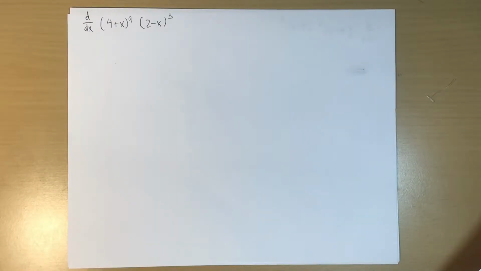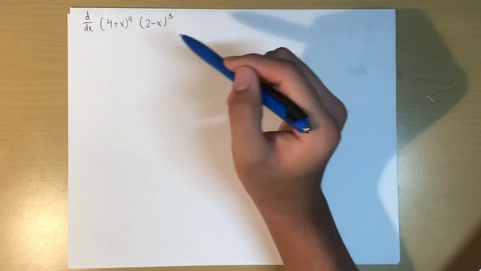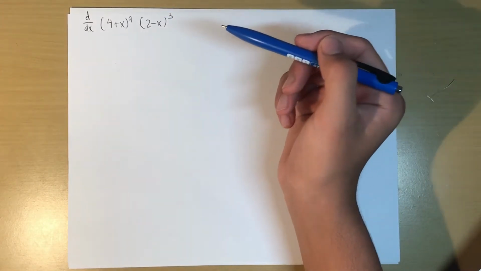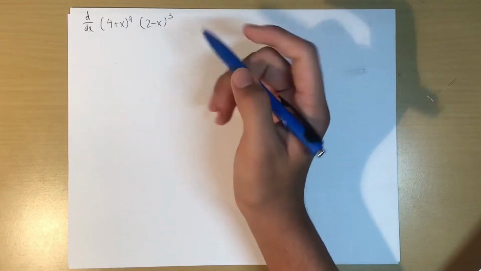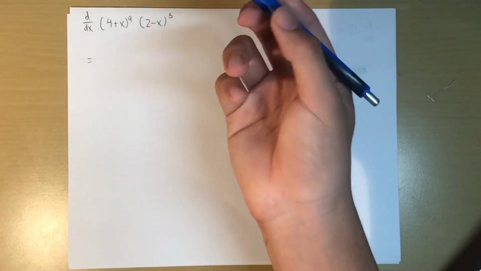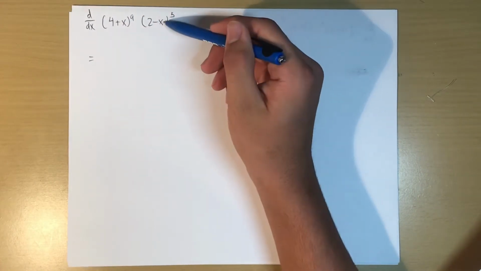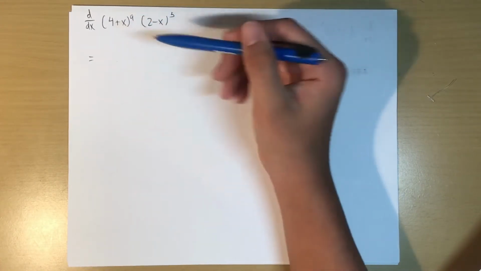So let's take a look at another problem. Let's say we're asked to find the derivative of 4 plus x to the 9th times 2 minus x to the 5th. Well, here you notice that we have two quantities being multiplied, and they're both being raised to a power. So we can use both the product rule and the chain rule here. And how do we do this? Nothing really changes. Basically, we just apply the product rule, which is this times the derivative of this plus this times the derivative of that.